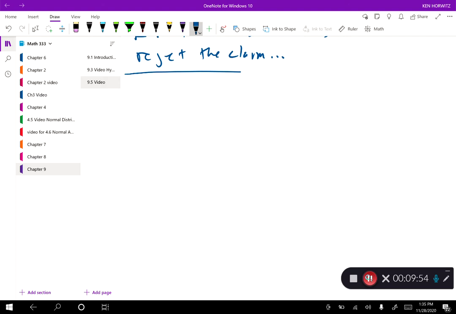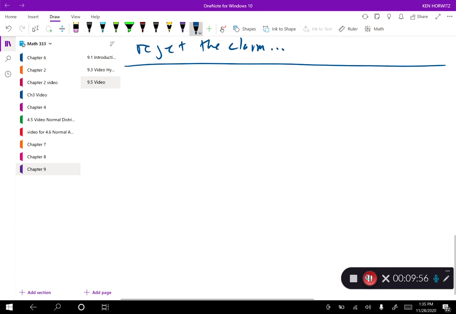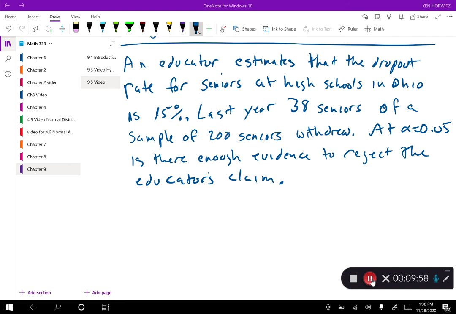All right, so let's take a look at the next example. An educator estimates that the dropout rate for seniors at high schools in Ohio is 15%. Last year, 38 seniors of a sample of 200 seniors withdrew. At alpha equals 0.05, is there enough evidence to reject the educator's claim?